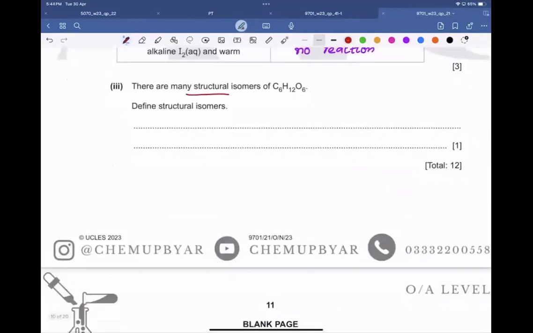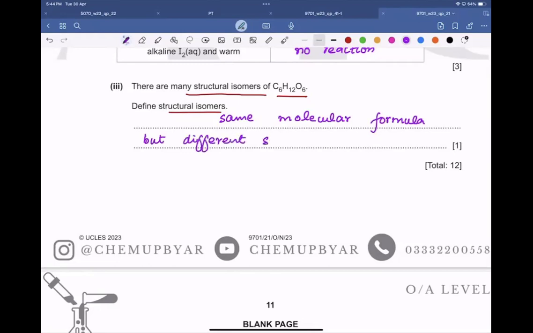Okay. There are many structural isomers of C6H12O6. Define structural isomers. So we know structural isomers have the same molecular formula, but different structures of the molecules. Or you can write different structural formulas of the molecules. Is this clear to all of you?